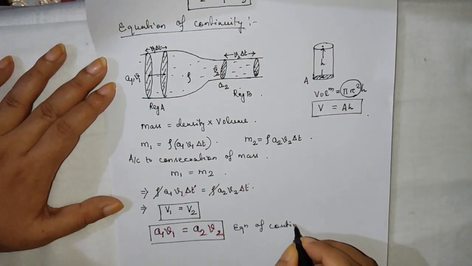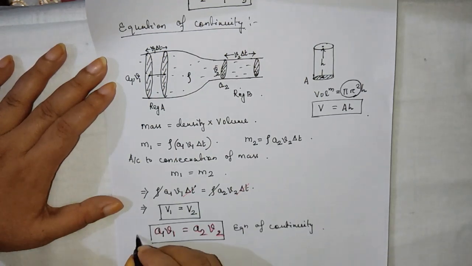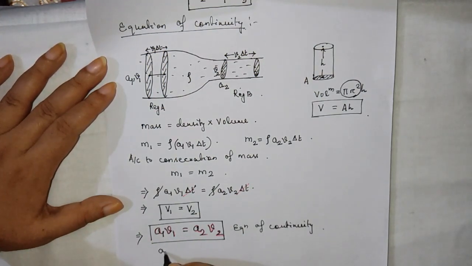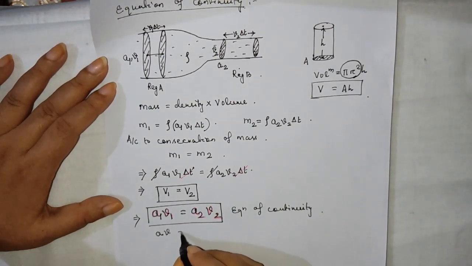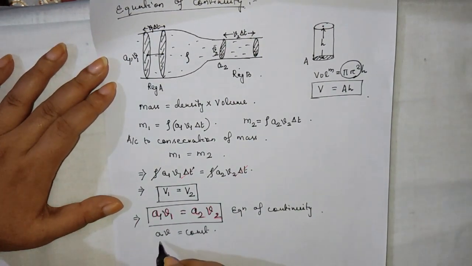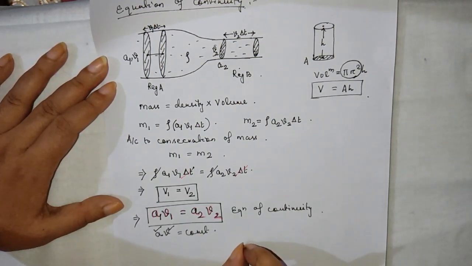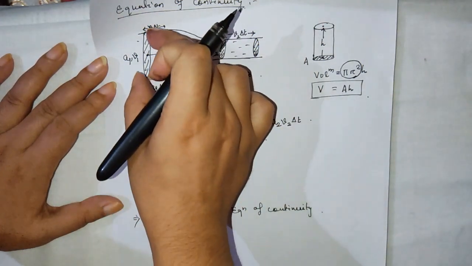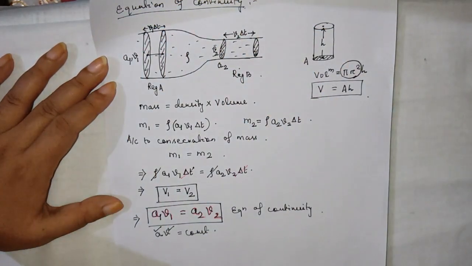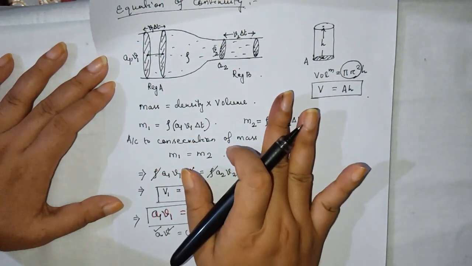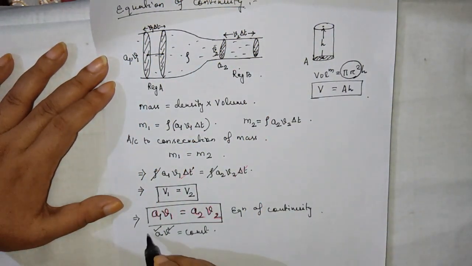This one is the equation of continuity. So what is its application? You see here, the application is here. What we are getting is that AV is equal to a constant. That means the product of the area of cross section and the velocity with which the liquid is flowing will always remain constant, if the flow is streamlined, the liquid is incompressible, and it is maintaining a steady flow in a horizontal pipe. Then only this formula will be valid.